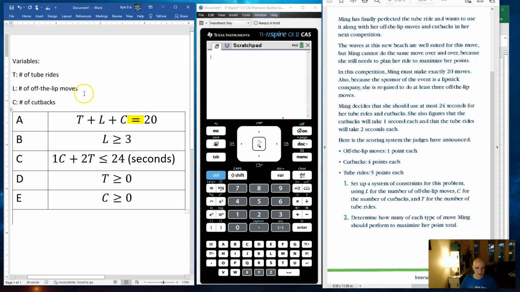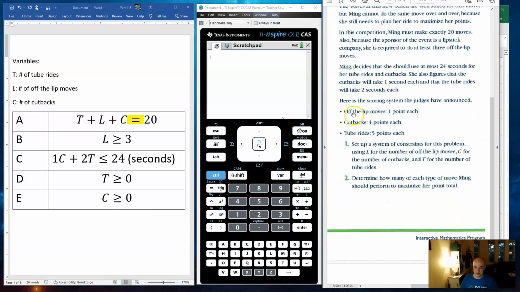These are our 5 constraints. So we have 3 variables, 5 constraints. We're ready to start solving our system. So that's part 1 in the problem in the book. Set up a system of constraints for the problem. For L, C, and T, they tell you what variables to use.